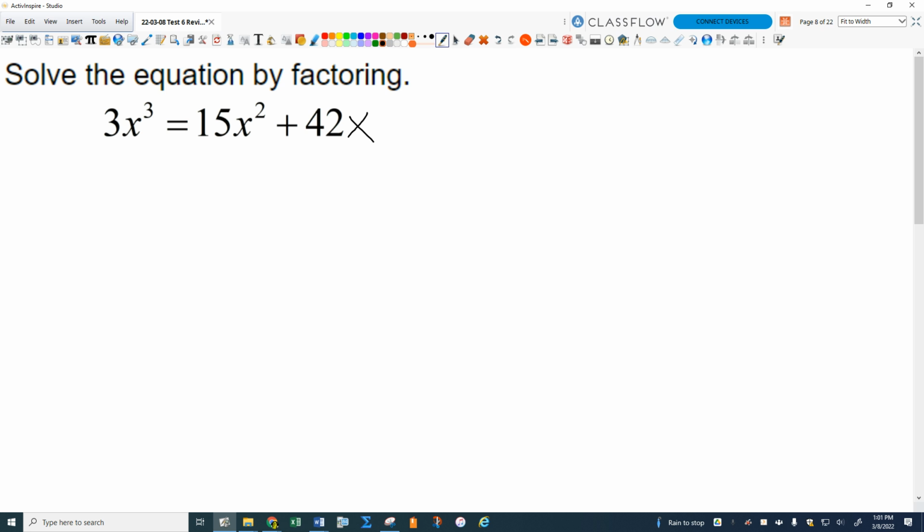So what am I going to do here first? Yeah, I got to get it equal to 0. Good. So let's move everything to the side. I want a positive number of x cubed because that's my biggest power of x. So move everything to the left side. And that's going to give me 3x cubed minus 15x squared minus 42x equals 0. And that's the point. It's got to equal 0.